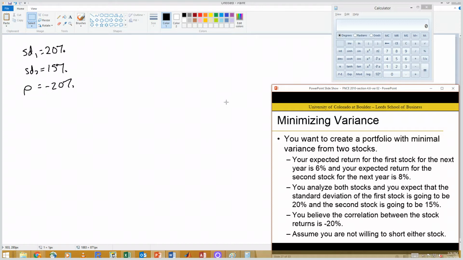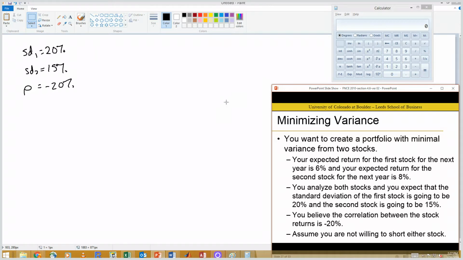So I'm going to try to find the portfolio with minimum variance. And I'm going to solve this in two different ways. The first, where it is unconstrained, we are going to allow the investor to short either of the stocks. And the second, where it is constrained, we are not going to allow the investor to short either stock.